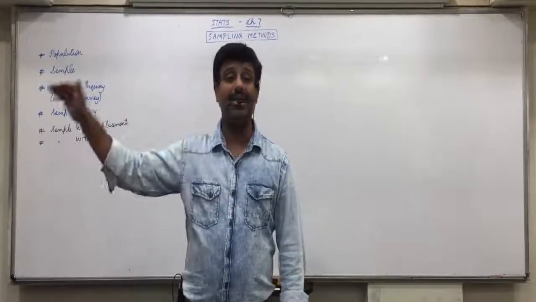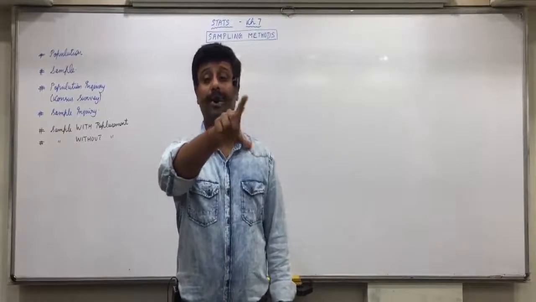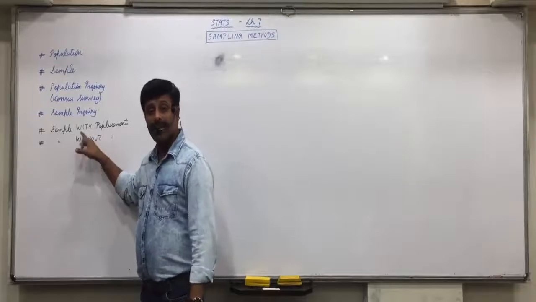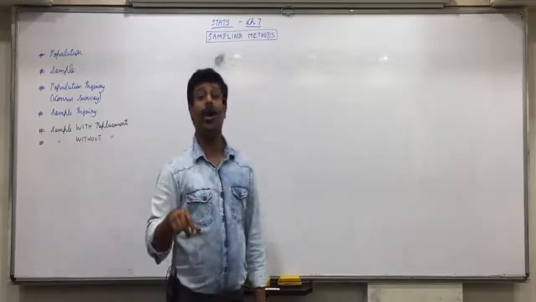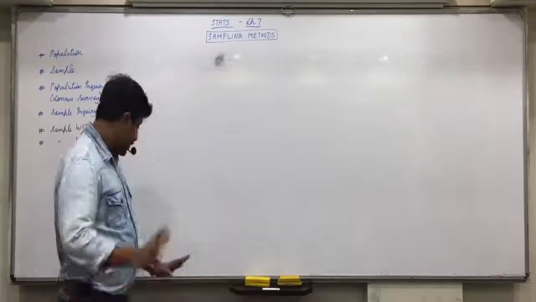When we practically solve the examples, remember that the same unit can come 2 times if it is with replacement, and without replacement, the same unit cannot come 2 times. Is everyone clear with it?